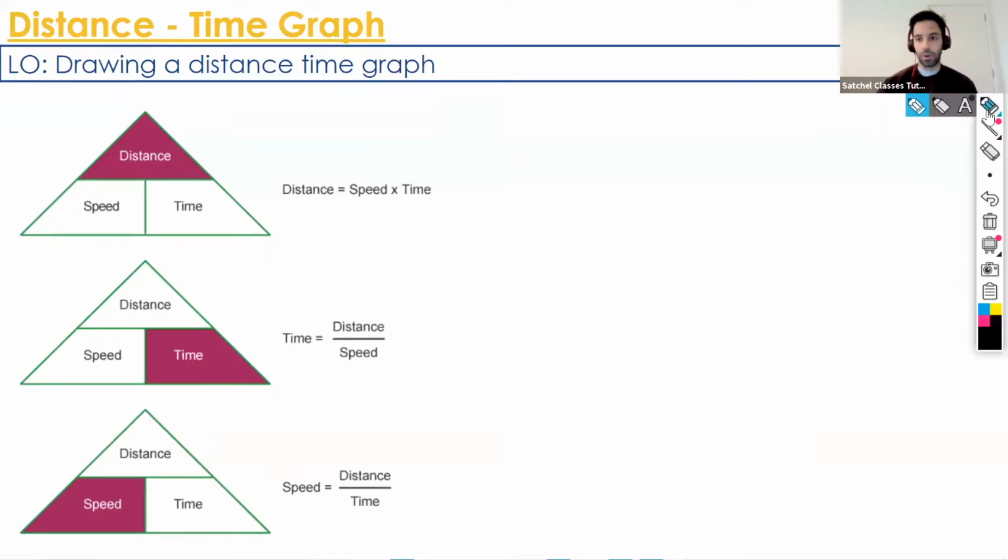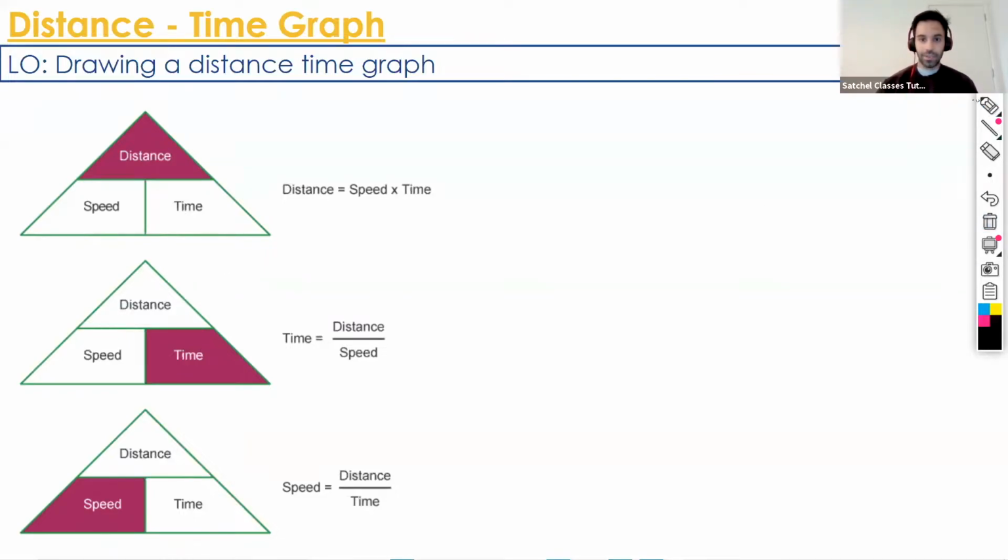And usually if we want to work out any one of these, say if we wanted to work out distance, that would simply be speed multiplied by time. If, however, we wanted to work out time, that would be distance divided by speed. And if we wanted to work out speed, that would be distance divided by time. So it's very important to be able to recall these triangles to be able to do problems involving distance time graphs.